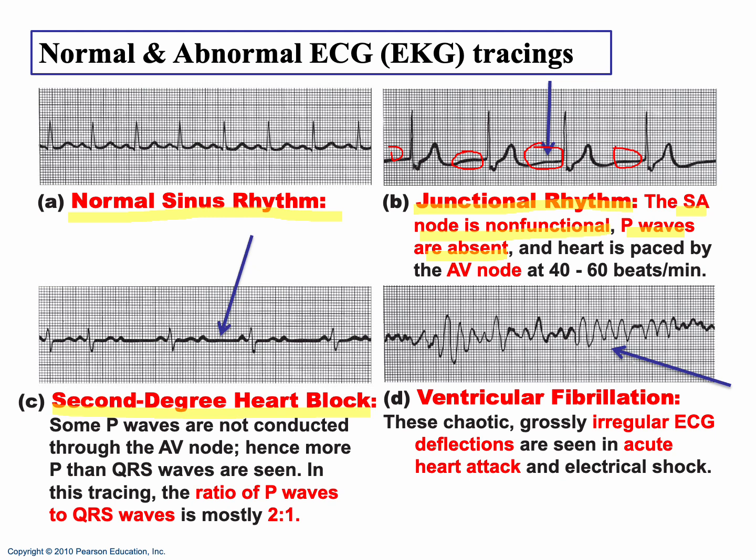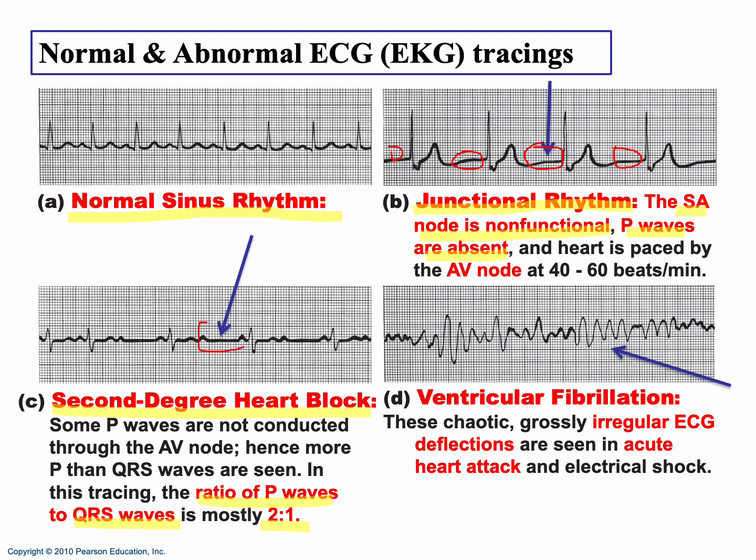So what we find here with someone with second degree, we're definitely having difficulty getting the signal from the atria down to the ventricles. And you end up with a 2-to-1 ratio. This is a ratio of P waves to QRS waves, so 2 P waves to 1 QRS wave. And we can see that here.